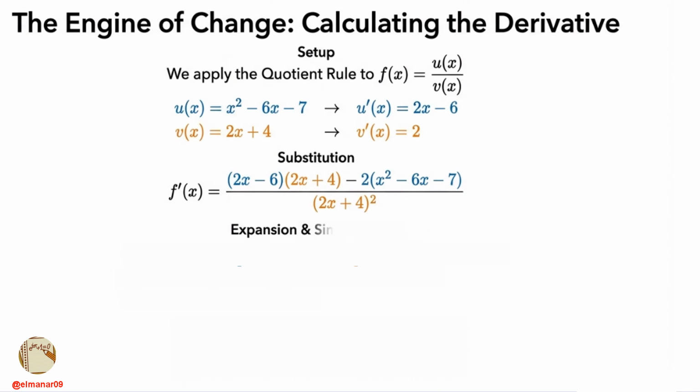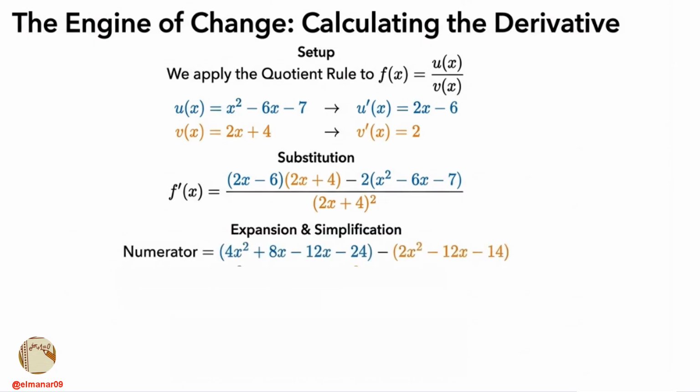Step 3. Expansion and simplification. This is the grind, people. This is where you show me you've got that focus. We expand the numerator. Look at the blue and orange terms. We multiply them out. FOIL method, remember? We get 4x squared plus 8x minus 12x minus 24.